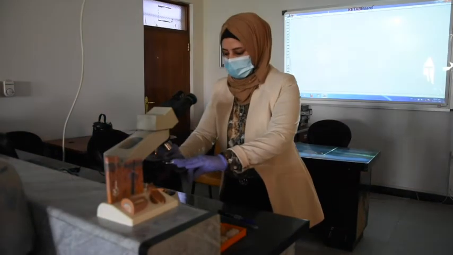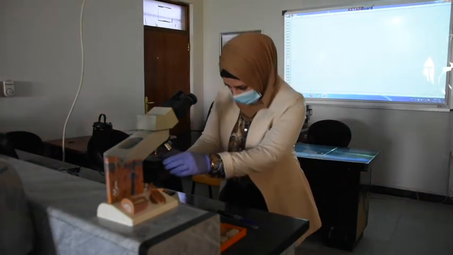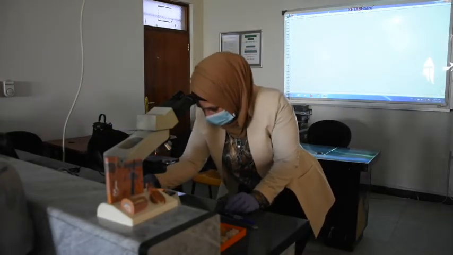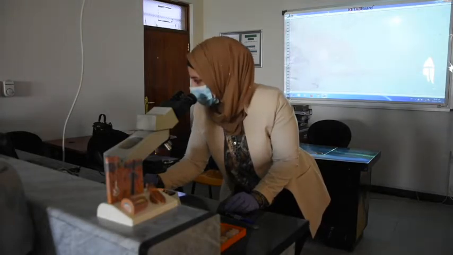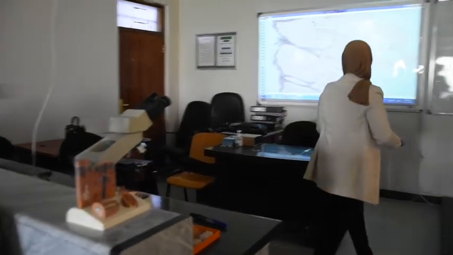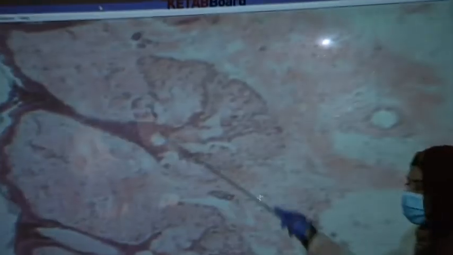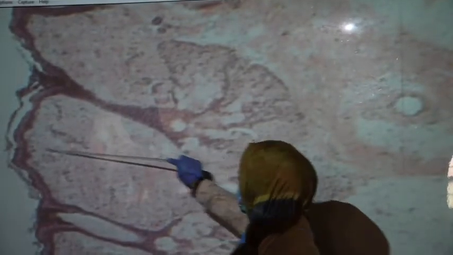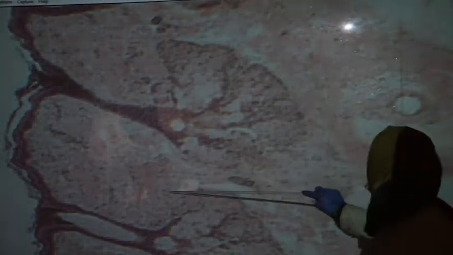And I can show you another new slide. This nice slide shows us many structures. Like what? This nice structure is sebaceous glands. Okay? As usual, this is the epidermis. All these are dermis, and the last is hypodermis. This nice structure is sebaceous glands.